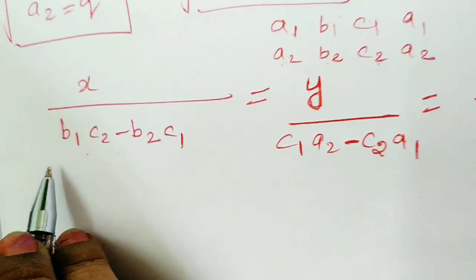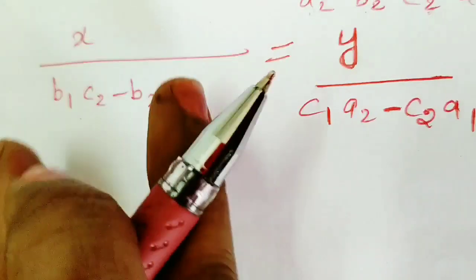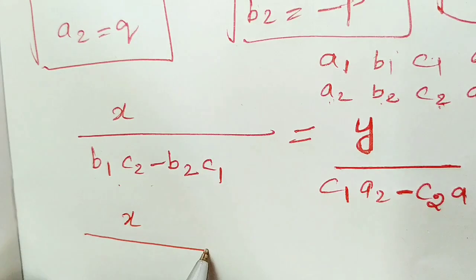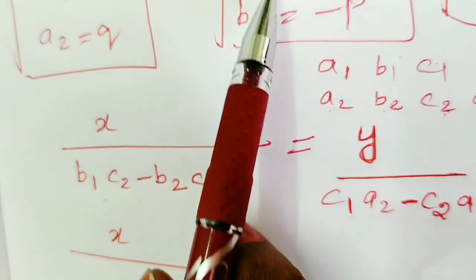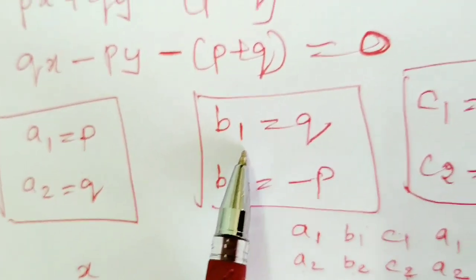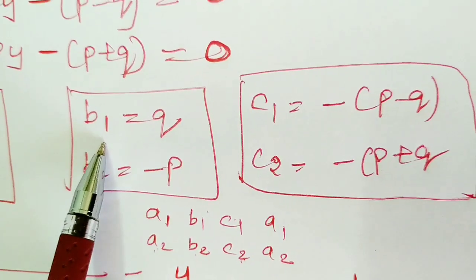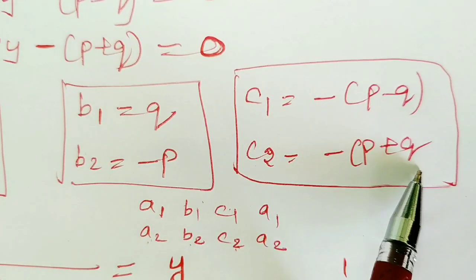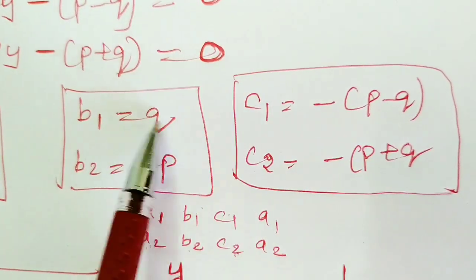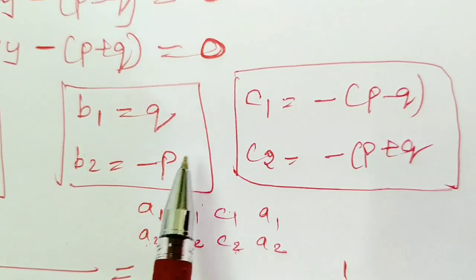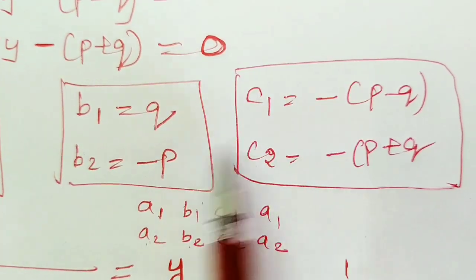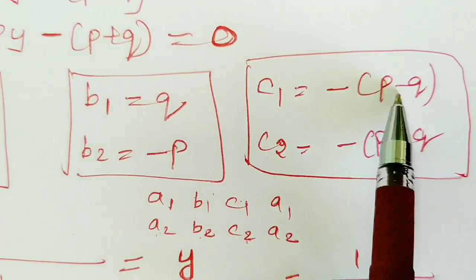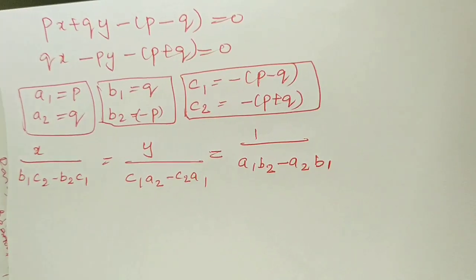Now I'll try to apply this formula. Now I'm going to find value for this part. Okay, x divided by b1 into c2. Okay, what is my b1 value? b1 value is q. What is my c2 value? Minus of p plus q. I should multiply these two values minus of these two values, isn't it? b1 into c2, this into this, then minus of this into this. Okay, now we'll apply this formula.